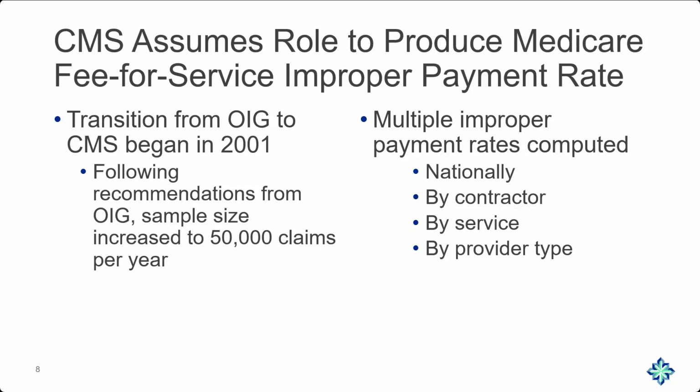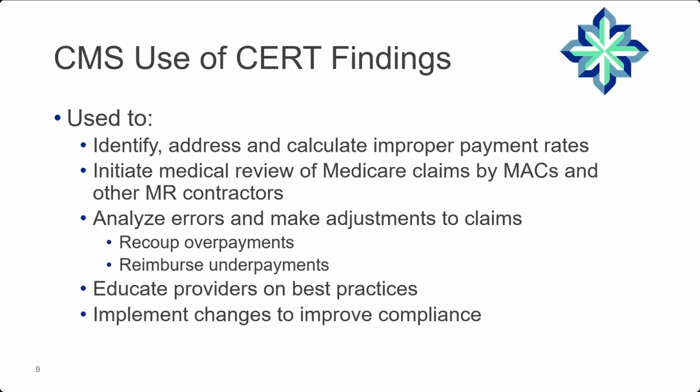Just last year in 2024, the CERT review sample size actually decreased from those 50,000 claims per year to 37,500 claims annually. So quite a significant decrease in the amount of claims that the CERT contractor is reviewing on behalf of CMS. Now this slide lists some of the ways that CMS uses the CERT findings. This includes actions that the Medicare Administrative Contractors, or MACs, must take to help reach that CMS goal for decreasing the improper payment rate.